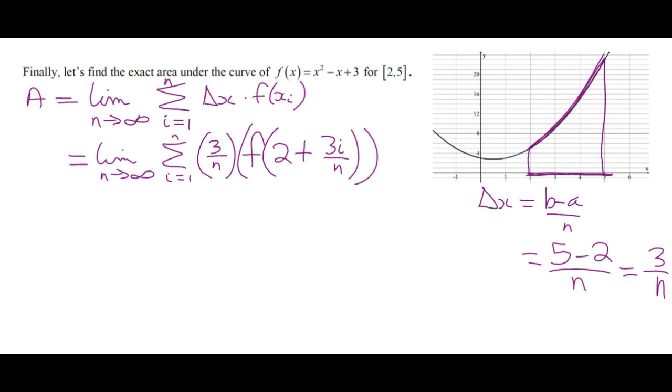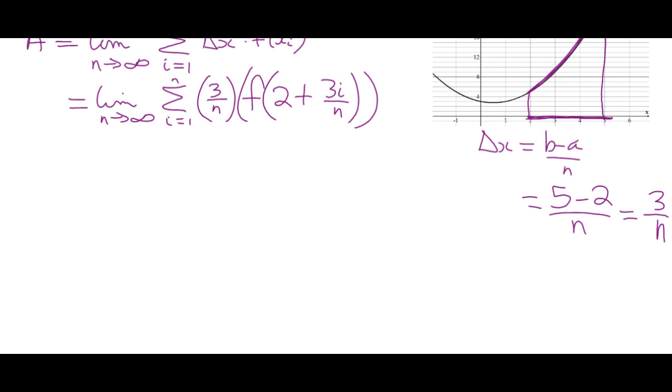Okay. Now, we know what function f is. Right? We have a definition for function f. So that's equal to the limit as n approaches infinity of the sum of i going from 1 to n of 3 over n.